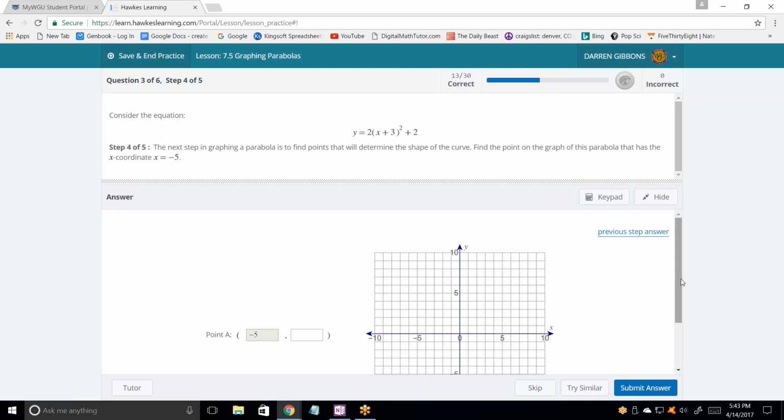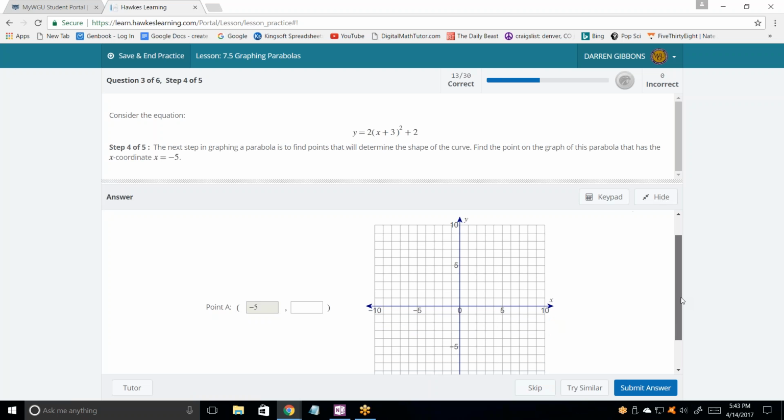Yeah, all of these are pretty much the same. In other words, they ask you those initial questions and then they give you an x coordinate. They want you to figure out what y is. So what's y here? If x is minus 5. It would be minus 2.